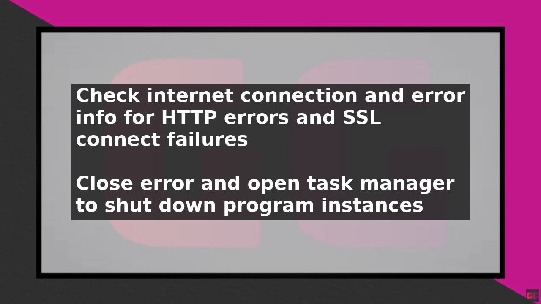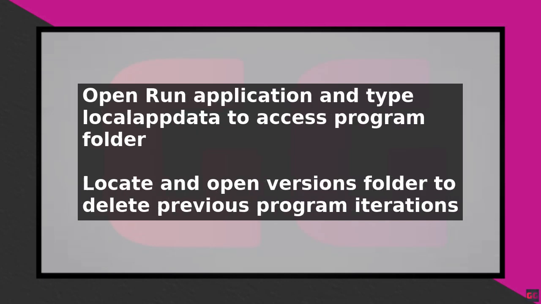Open your computer's Task Manager by right-clicking on an empty area of the taskbar and selecting Task Manager. In the Task Manager, search for any instances of the program and shut them down by clicking on each instance and selecting End Task. Next, open the Windows search function and type Run, then open the Run application.